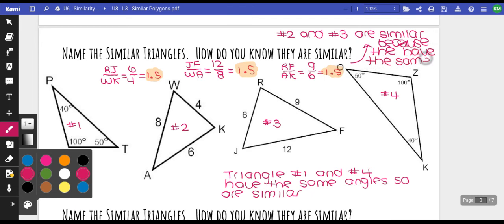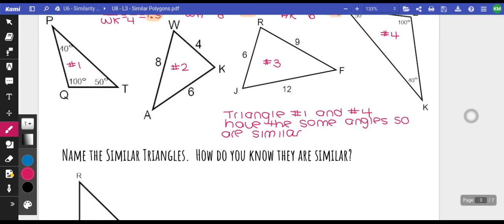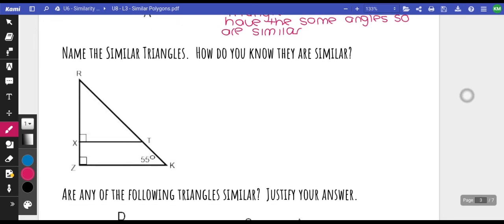I should have left us with more room to write all of this in. But does that kind of make sense? Those are the 2 ways to prove it. They either have to have the same ratio or the same angles. Which is the easier one to see? Angles. Okay.